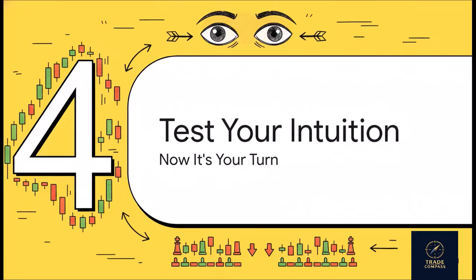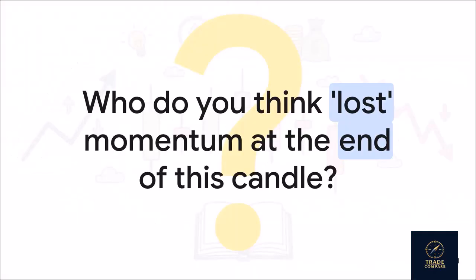All right, you've learned the alphabet, you've read your first story. Now it's your turn. Pop quiz time. Let's see if you can use this whole battle metaphor to figure out a different story all on your own. Okay, so picture this in your head. It's the opposite of the hammer. You've got a small little body down at the bottom, but this time there's a really, really long wick sticking straight up. The buyers clearly pushed super hard, but then something happened. So, based on our whole battle story, who do you think ran out of steam? Who lost the momentum right at the end of this fight?